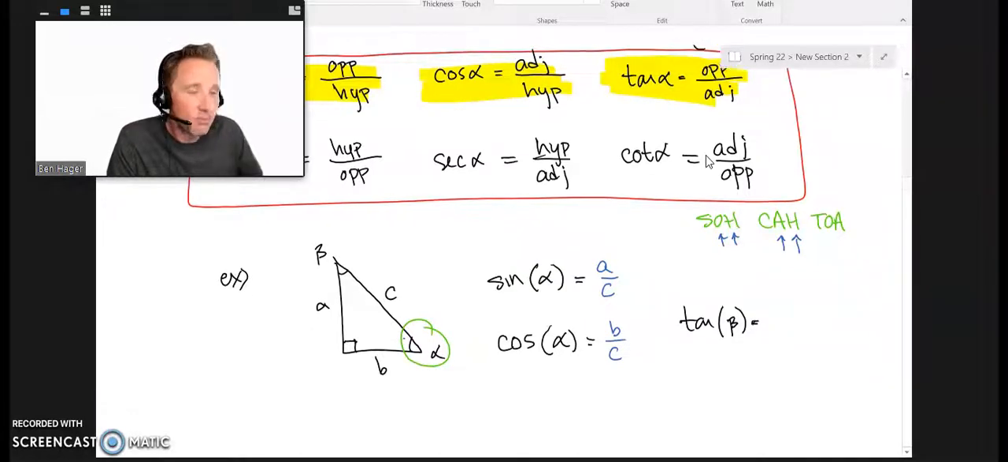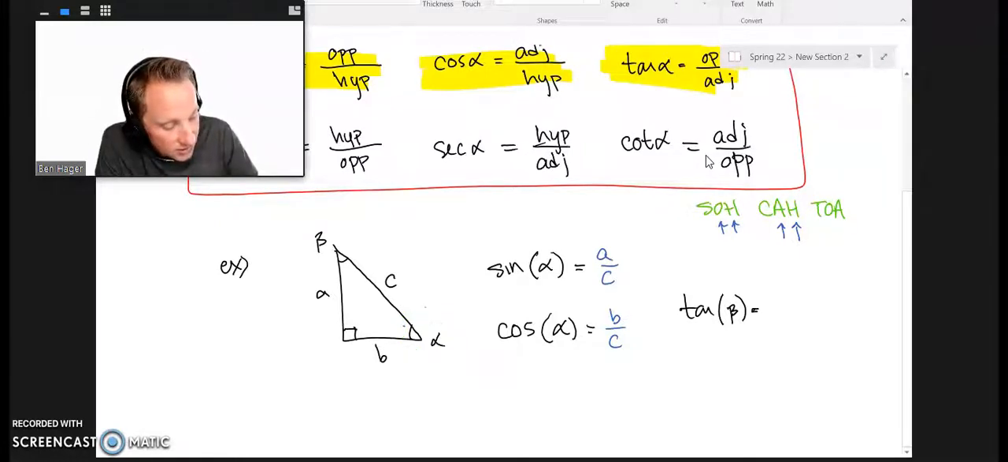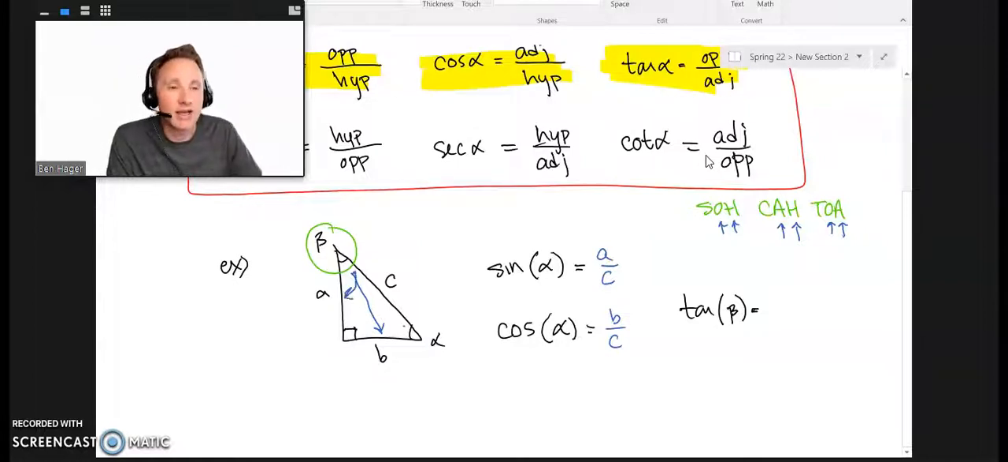So tangent of angle beta, well, now I'm standing at angle beta, and tangent says to take the side that is opposite of your angle and divide it by the side adjacent to your angle. Opposite of beta is B, and adjacent to beta is A. I know the side C is also right next to angle beta, but that's the hypotenuse. That's not ever going to be considered an adjacent. It's hypotenuse. And so this would be opposite beta over adjacent to beta, B over A in this case.